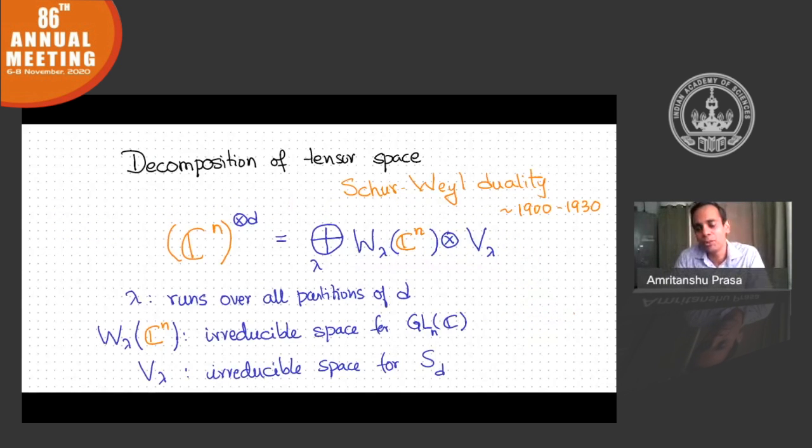It was discovered more than 100 years ago by a mathematician called Issai Schur and popularized by the mathematician Hermann Weyl. And it's called Schur-Weyl duality. So it says that if you have this vector space C^n, and you take its tensor power D times, then this vector space has 2 kinds of symmetries. One is all the linear symmetries of C^n, that's the group of all n by n invertible matrices. And the other kind of symmetry is the permutation group. So you can permute the D tensor factors.